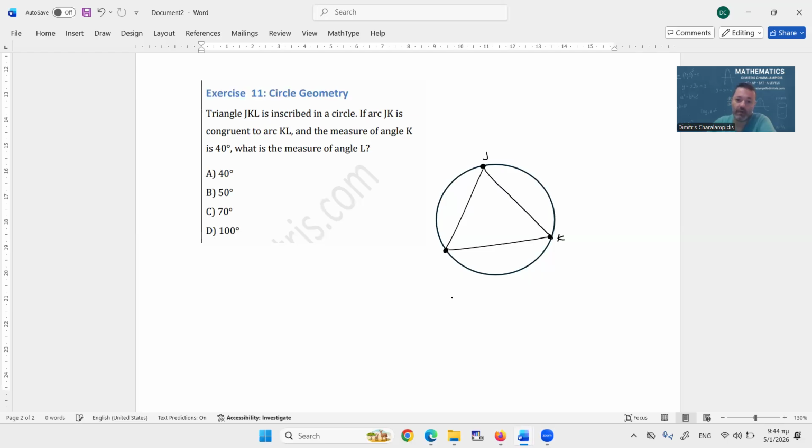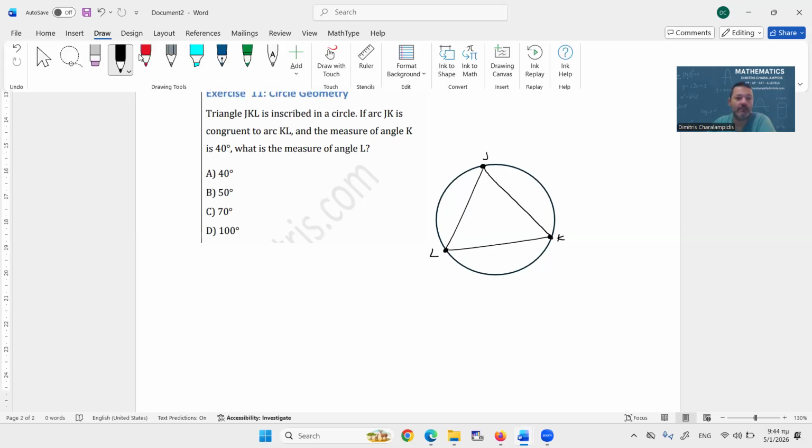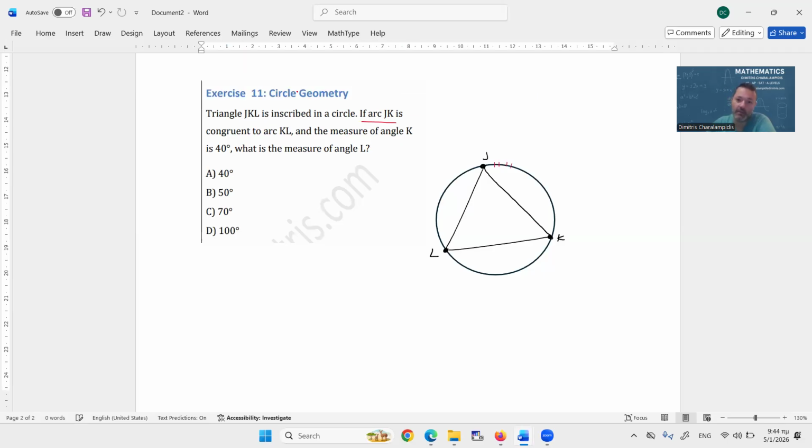So we have JKL. JKL is inscribed in a circle. If arc JK, the arc JK is this arc over here. This is the arc JK, is congruent to arc KL. So this is the arc KL. And the measure of angle K is 40. So this angle here is 40. What is the measure of angle L?